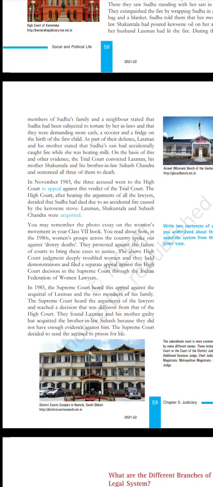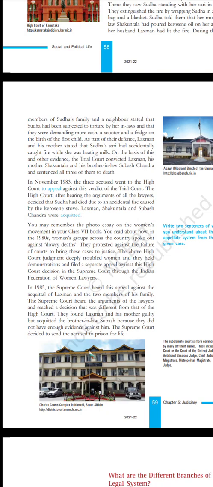You may remember the photo essay on the women's movement in your class 7 book. You read about how in the 1980s, women's groups across the country spoke out against dowry deaths. They protested against the failure of courts to bring these cases to justice. The above High Court judgment deeply troubled women, and they held demonstrations and filed a separate appeal against this High Court decision in the Supreme Court through the Indian Federation of Women Lawyers.